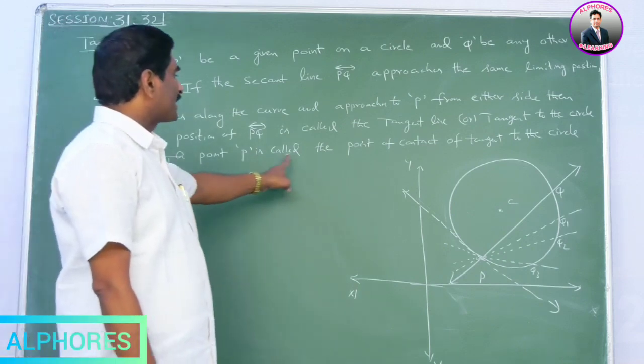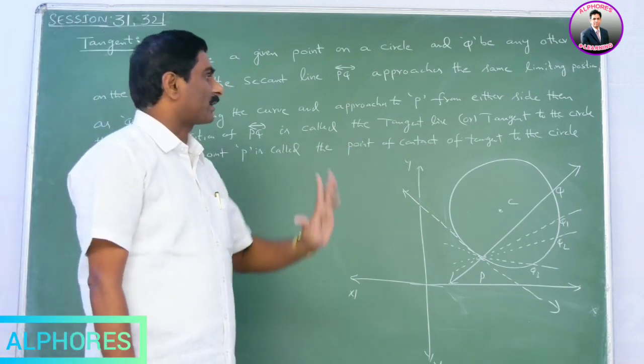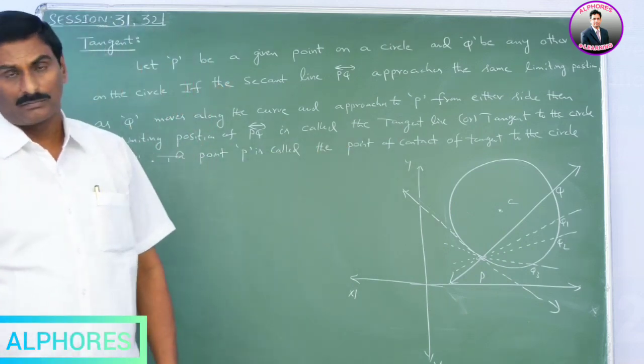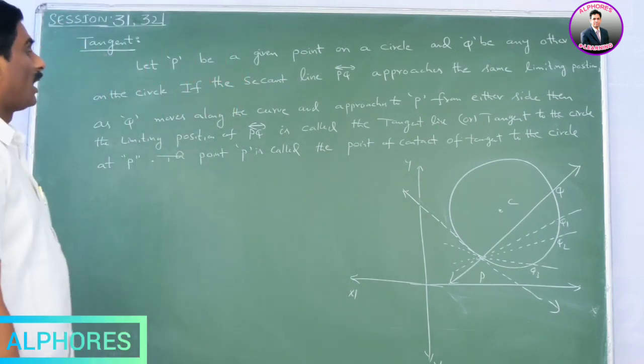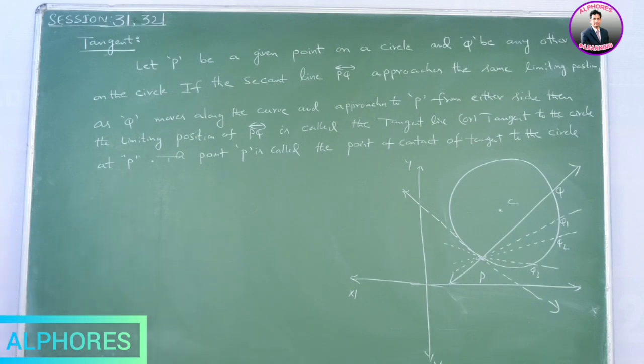The point P is called the point of contact of the tangent to the circle. Okay?